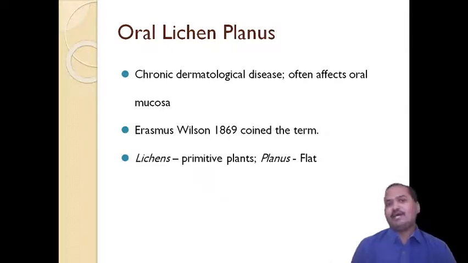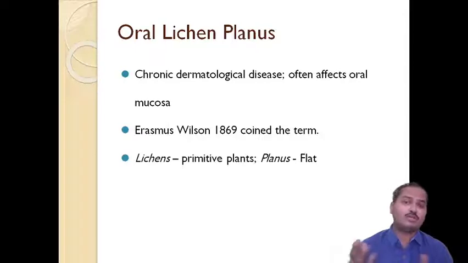Now coming to oral lichen planus, the topic of today, this disease has been studied for years, because Erasmus Wilson coined this term in 1869, when he found a certain appearance of a lesion on the skin or the mucosa which looked like primitive plants or lichens and which were flat. So lichen planus was the name given to it, and it is said to be a chronic dermatological disease which also often affects the oral mucosa. So lichen planus will be seen on the cutaneous aspect as well as the mucosal aspects.